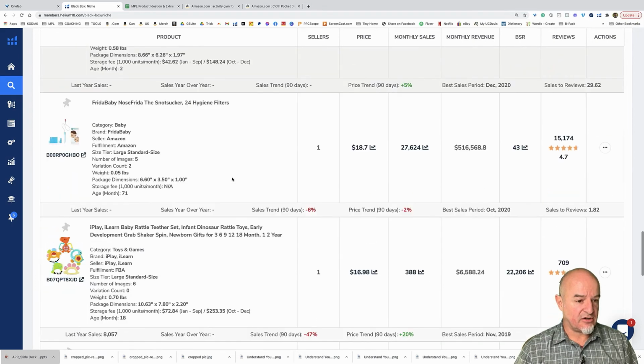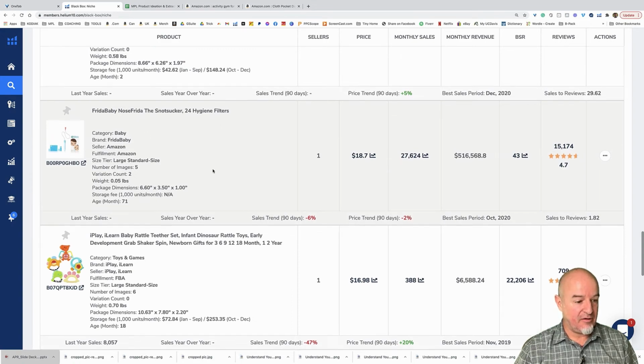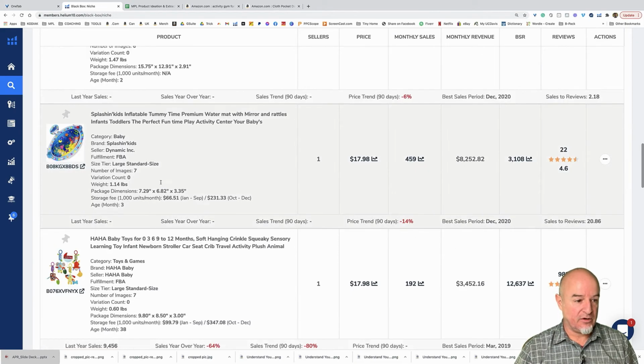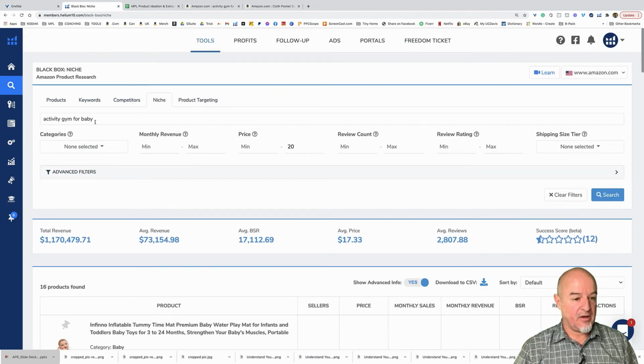The snot sucker. Okay, well, for some reason that is showing up. People who are buying activity playmats, they're also buying the snot sucker because they're ranking for that keyword. That's why it's showing up here. Okay, that's fascinating. All right, the last tab we're going to go to is the product targeting.